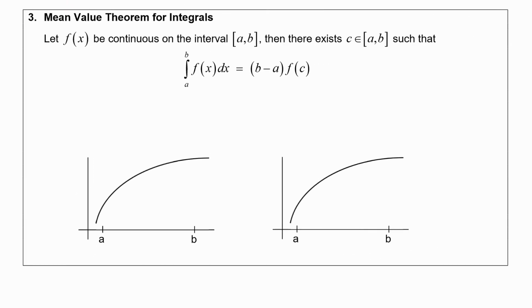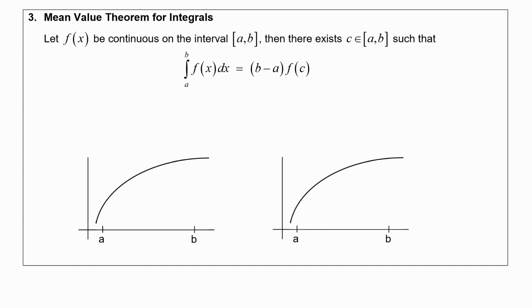Next, we have the mean value theorem for integrals. Let f of x be continuous on the interval a to b, then there exists c on that same interval a to b such that the integral from a to b of f of x dx is equal to the quantity b minus a times f of c.